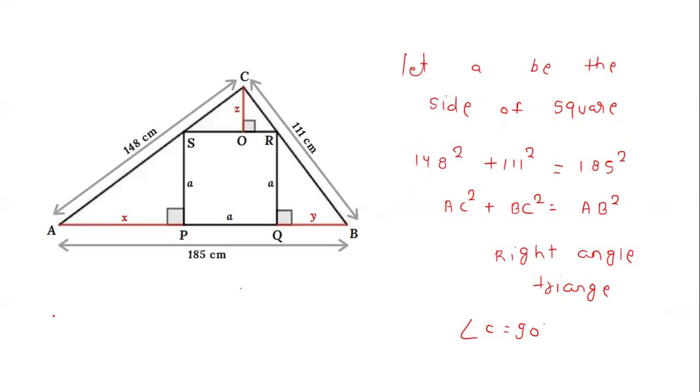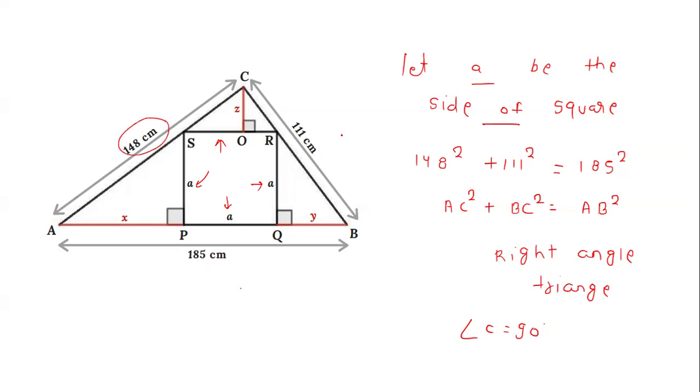So you look at this figure here. Let A be the side of the square. Initially I assume PQRS is a square, so we can assume A is the side of the square. So this is equal to this, and equal to this, and equal to this. All sides are equal in the square, so all are equal to A. Now in the problem there are three values given.